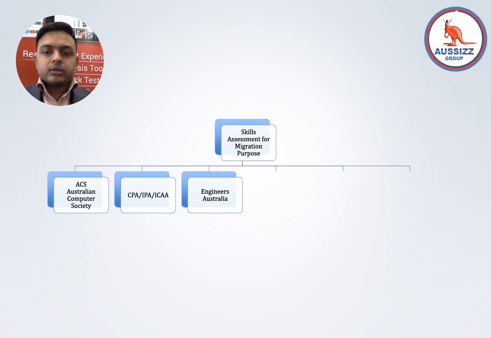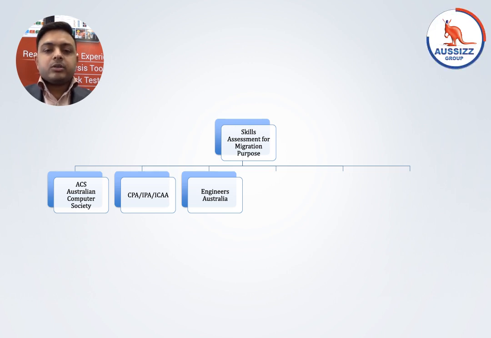Now the next assessment body is Engineers Australia. Engineers Australia usually assesses most of the engineering occupations such as civil engineer, electrical engineer, environmental engineer, engineering technologist, let's say structural engineer or electronics engineer, telecommunication engineers, and many other engineering occupations.